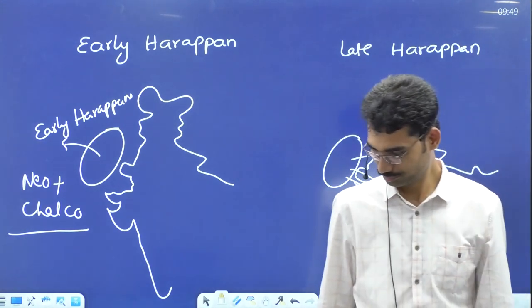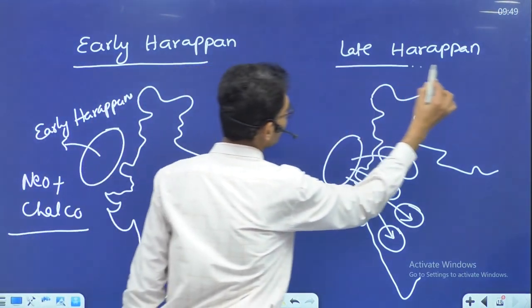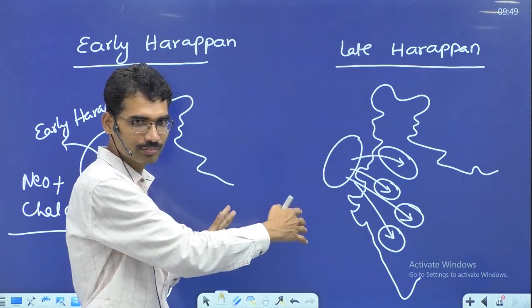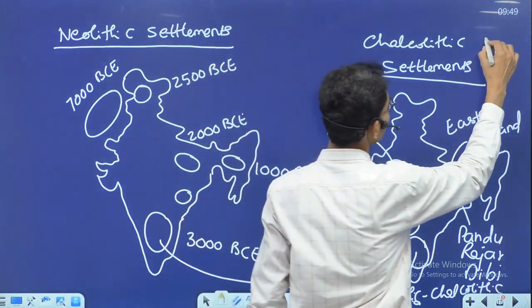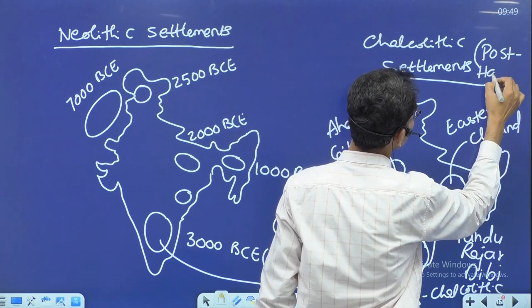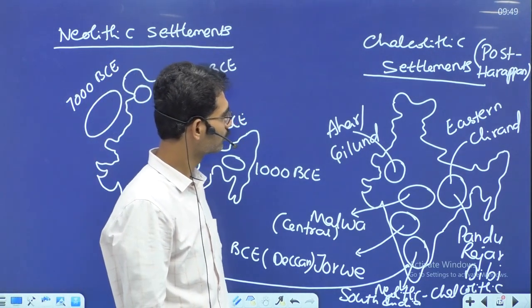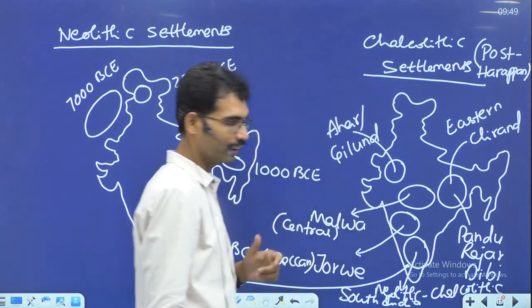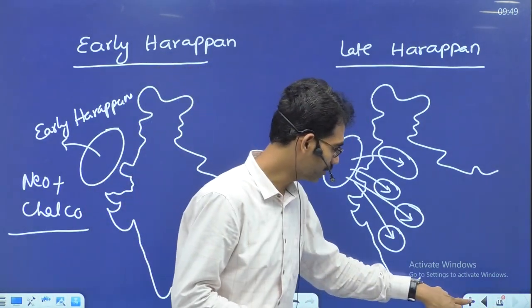Here. Late Harappan. Early Harappan, late Harappan. Now you see, Harappans are sandwiched between these. And some of these late Chalcolithic settlements are post Harappan. So that's why when it comes to Chalcolithic settlement, because of the emergence of Indus Valley civilization, that confusion emerged.